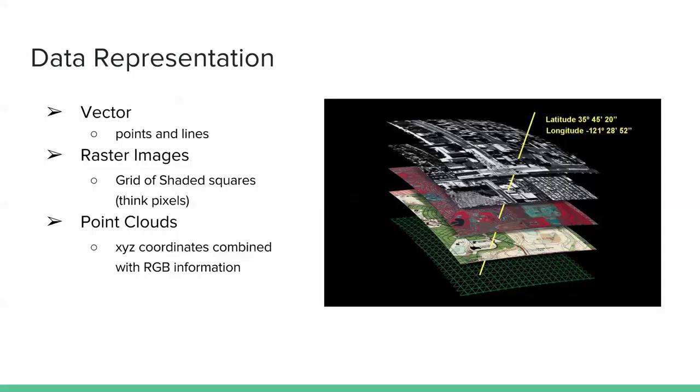Raster images are similar to the pixels in your computer or television screen. Here, data is represented in the form of a grid of squares with different colors and shades in each square. Point clouds are an emerging technology that add RGB values to vector coordinates in order to assign color.